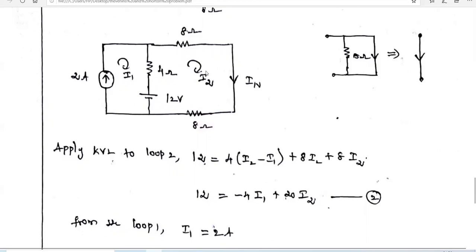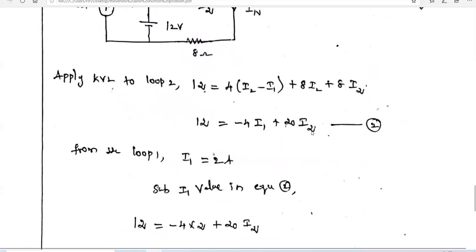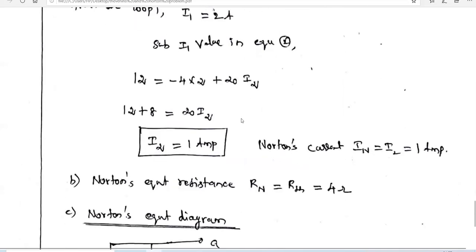While writing the second loop equation, we have to write this loop current minus that loop current. So I2 minus I1, then plus 8 into I2. Here no resistance is there. When we are coming here, 8 into I2. So you collect the I1 term and I2 term. From loop 1, the I1 value is 2 amps. Substitute this I1 value in the above equation. We will get 12 equals minus 4 into 2 plus 20 into I2. From this, we calculated the I2 value is 1 amp.